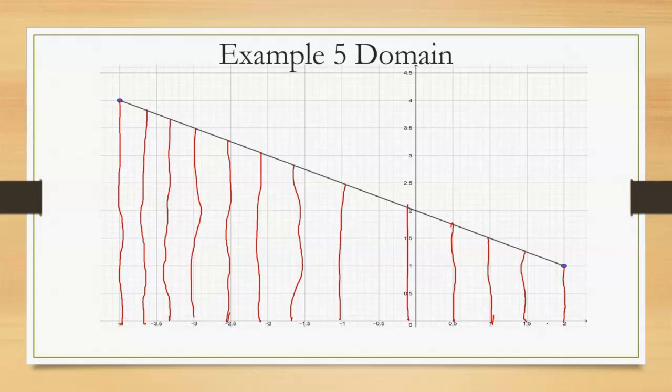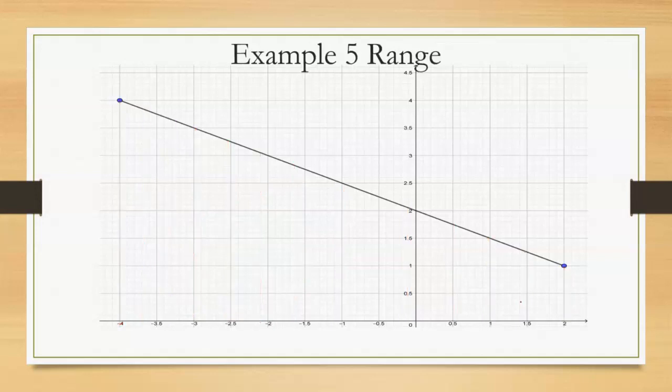-4 all the way to 2. Okay? So that's what the domain's going to be, as you can see. At least I hope you can see that. Now for the range, though, it's the same idea, except now you have to move horizontally, right?